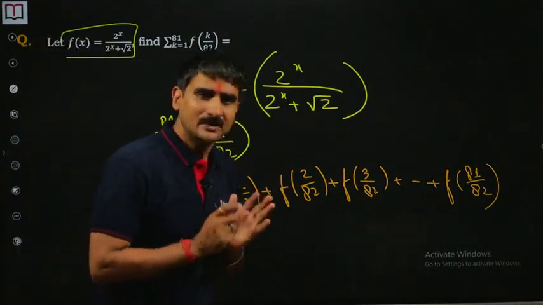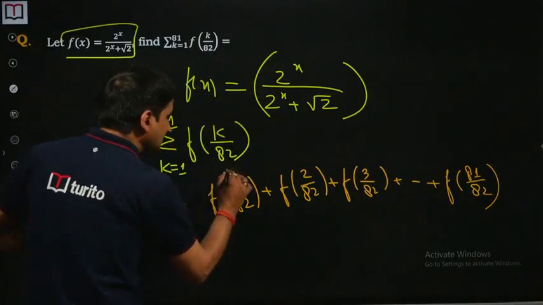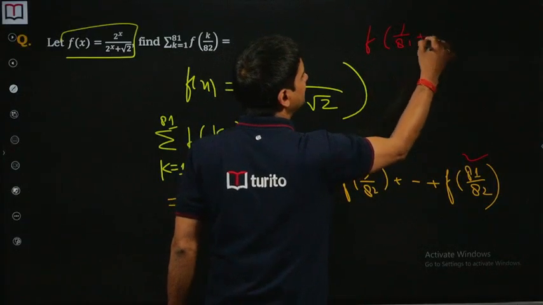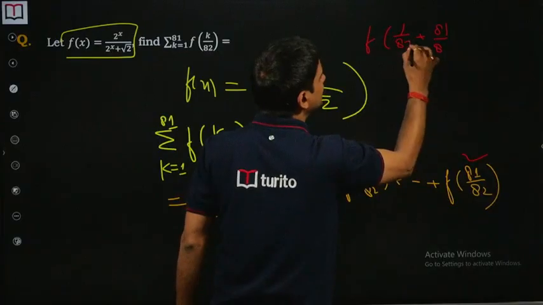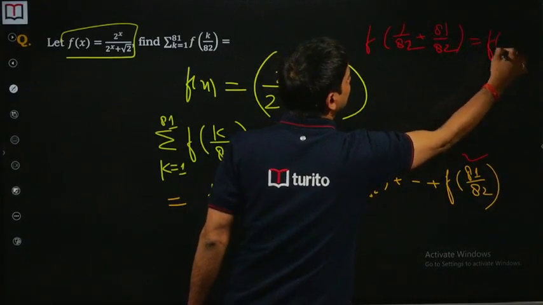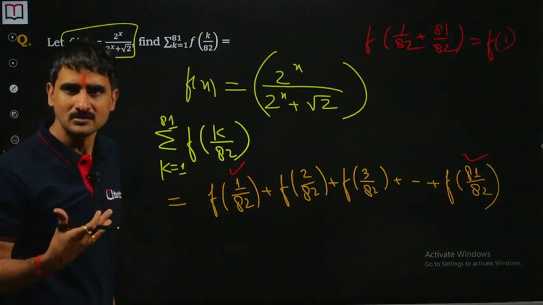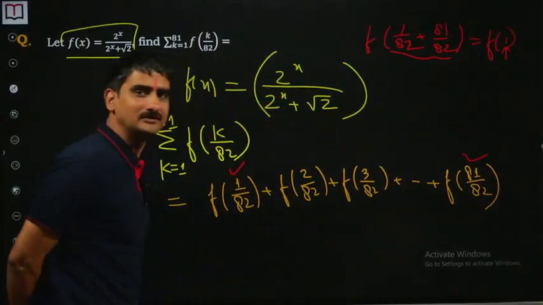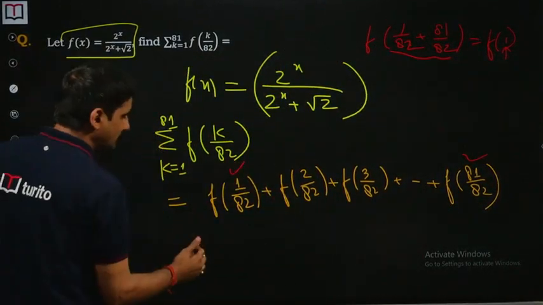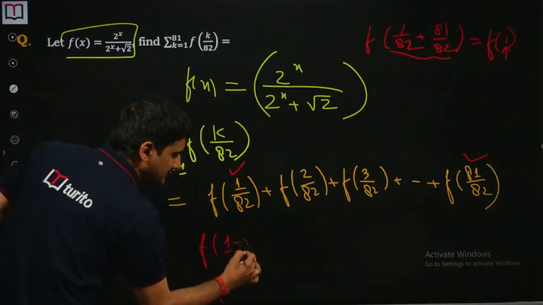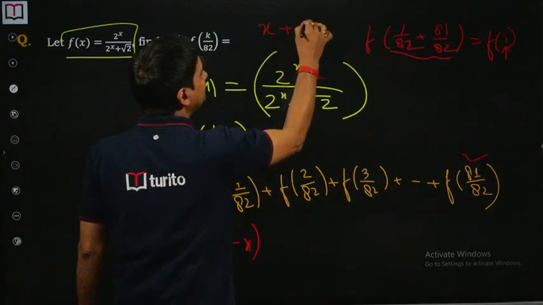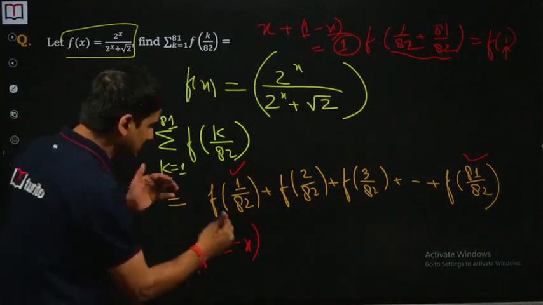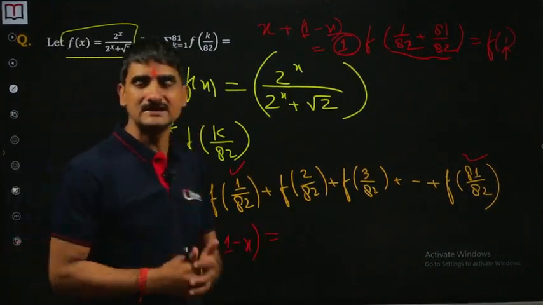Looking at it, the first thing we try is adding 1 by 82 and 81 by 82, which gives 82 by 82, that is 1. That means this gives you a constant. So why not try f of 1 minus x? Because if I add x and 1 minus x, you get 1 here, as simple as that. If we get a pattern, that's what we always try in such types of questions.